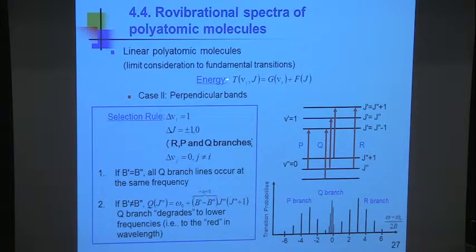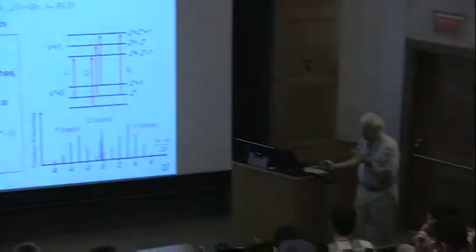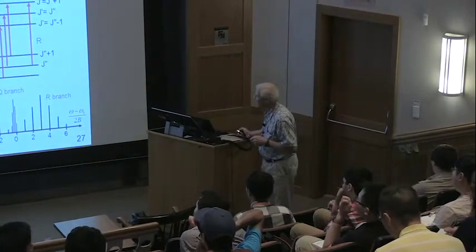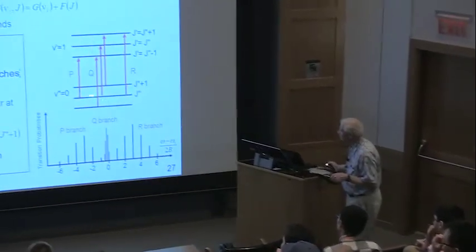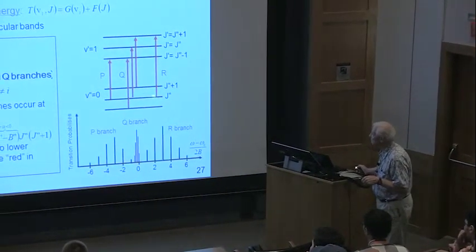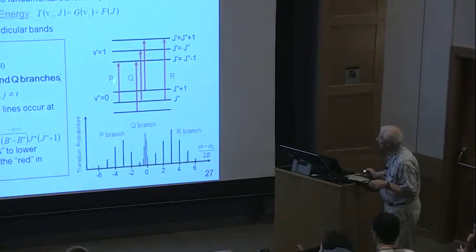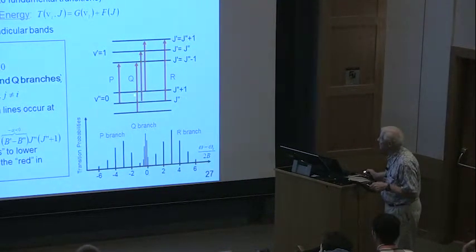Now we go to the next level of complexity. What about perpendicular bands? We still are going to do this the same way. The selection rule for V is still the same, but now delta J is either plus or minus 1 or 0. So now for the first time, we have a Q branch. Remember the alphabet soup, O, P, Q, R, S. Delta J is 0 for the Q. So now if we're level J, we can have an R branch, we can have a P branch, or we can also have a Q branch.